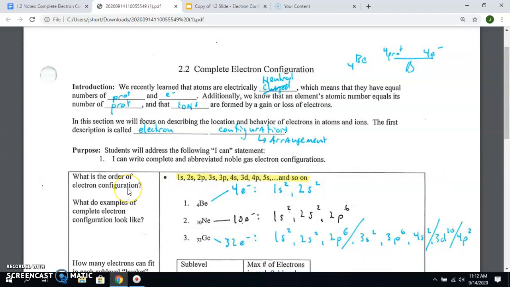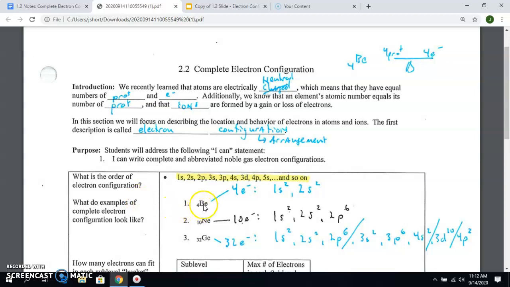Let's start with the guiding questions over on the left-hand side. What is the order of electron configuration? Here's the order. You can see I've got it highlighted. It's not something that you need to memorize. I'm always going to give you this, but you need to know what to do with it. What are examples of complete electron configuration? What do they look like?